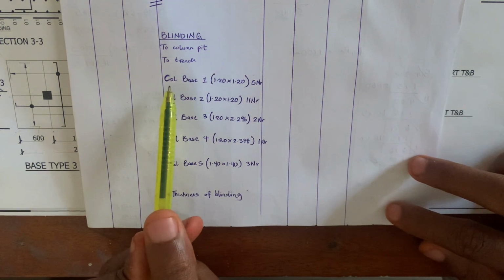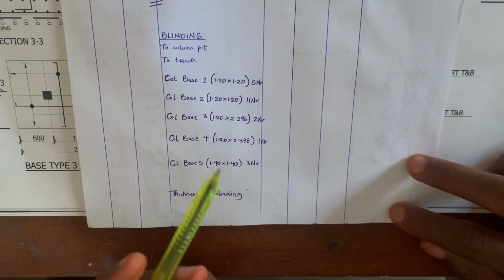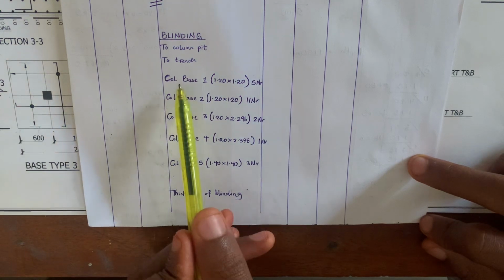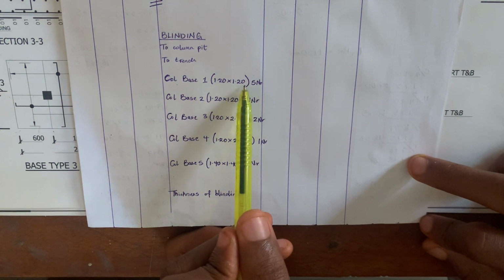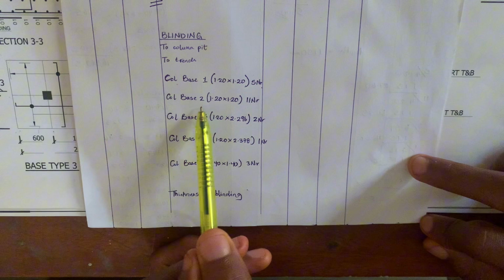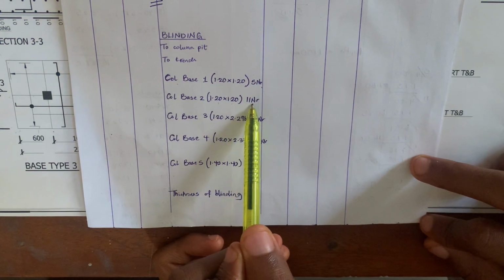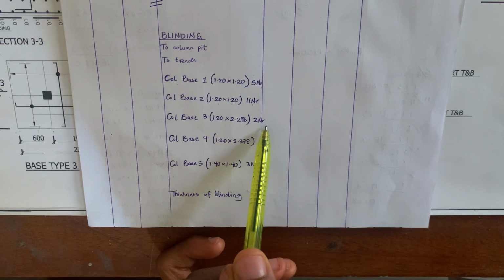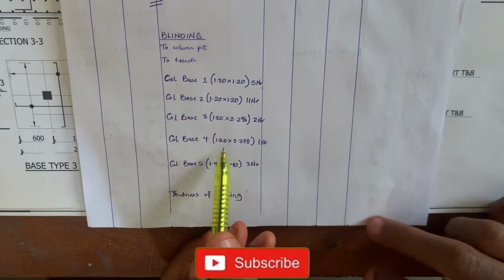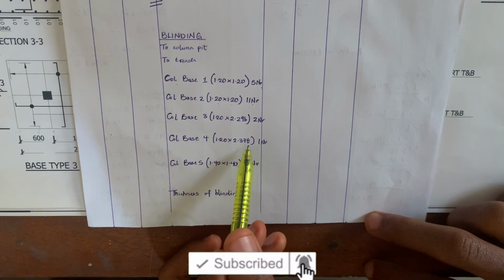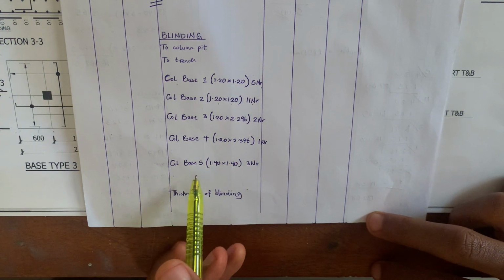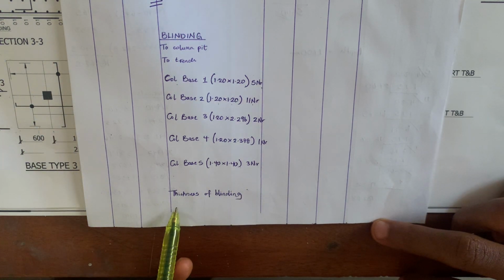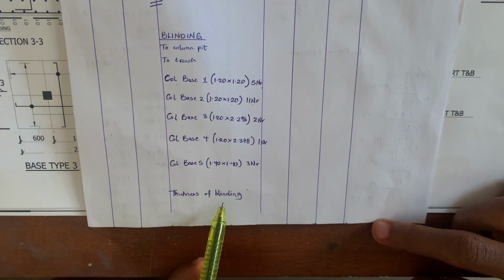So as you can see, written down here are the dimensions of our column base types 1 to 5 and their frequency. For column base 1, our dimension is 1.2 by 1.2 and they are 5 in number. Column base 2, 1.2 by 1.2, 11 in number. Column base 3, 1.2 by 2.296 and they are 2 in number. Column base 4, 1.20 by 2.378 and it is 1 in number. And column base 5, 1.4 by 1.4 and they are 3 in number. And what is the thickness of our blinding? The thickness of our blinding is 50 mm.